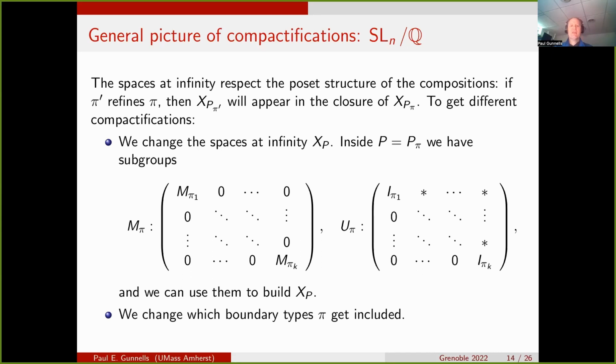Just if you want to pretend that they're SLN, little copies of SLs for lower indices, that's fine. It's not going to really change much what we do. Okay, and those are sort of the key ingredients in building these spaces XP. These are the things we have inside of our subgroups P, and variants of these make sense for any algebraic group G. So these are the tools we can use to make compactifications. If we change the spaces at infinity, we're going to be playing with that. We can also change which pi these boundary types actually show up. And that's what happens in the Satake compactifications. We don't get all of these subgroups P pi. We get different ones depending on what we're looking at.